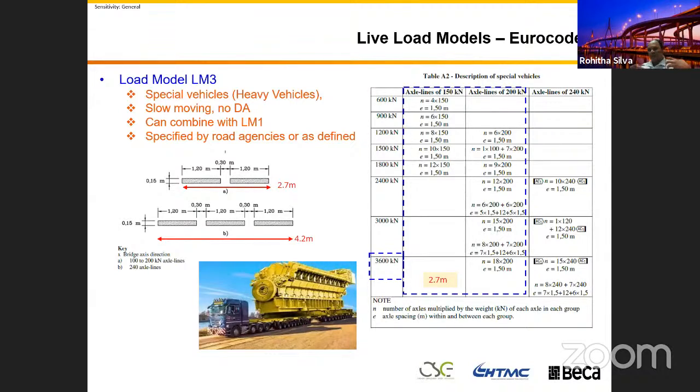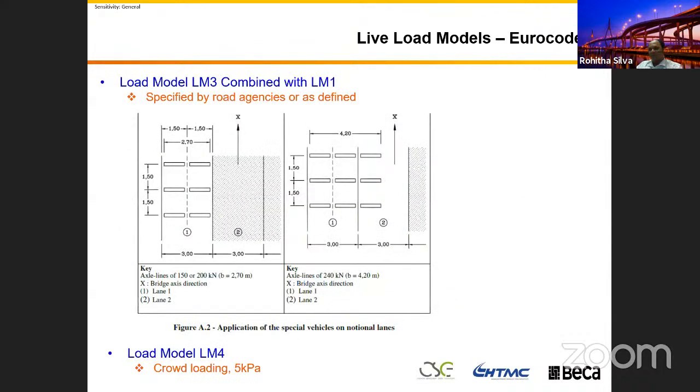So you can see there is another vehicle load in there. That is the LM4. That's a crowd loading. That's the 5 kPa. That's quite a standard one we use in the bridge design. Yeah, it's combined with the LM1 or any other load. In terms of the road design, it doesn't cover.